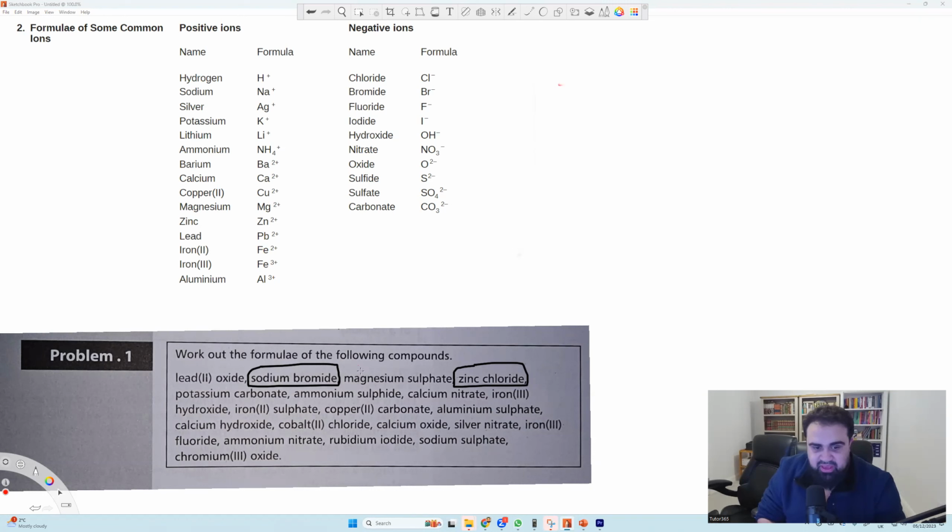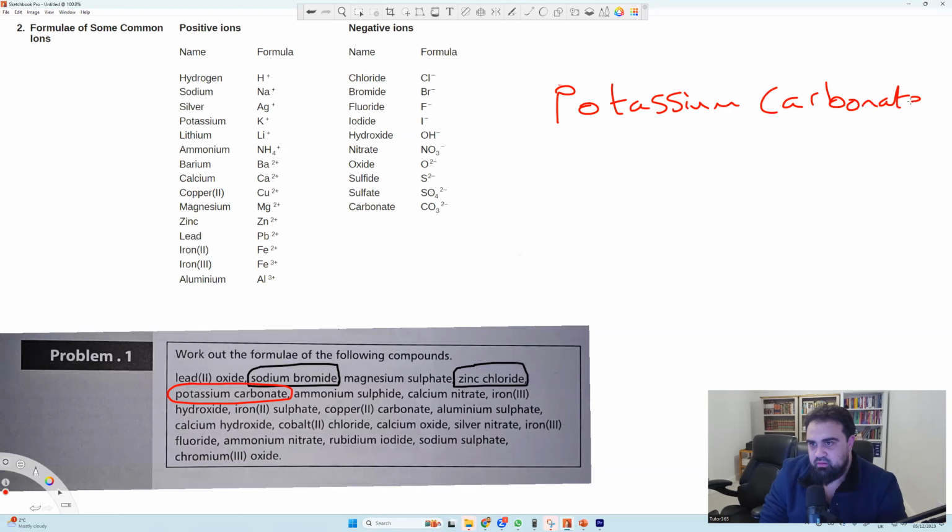Okay, awesome. So let's pick potassium carbonate. So how are you going to do this, Rachel? So potassium has a 1+ charge, and carbonate has a 2- charge. Yeah, 2- charge. So what are we going to do? You're trying to balance out the positive and negative charges.